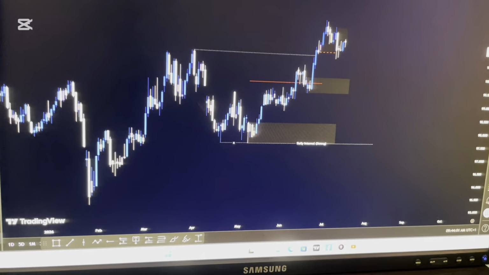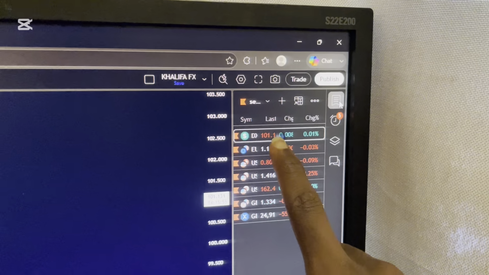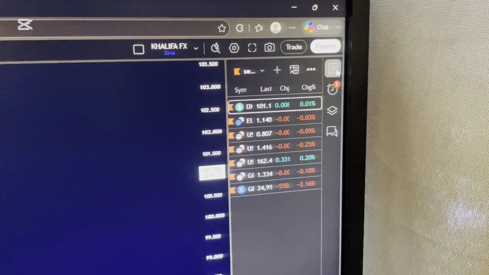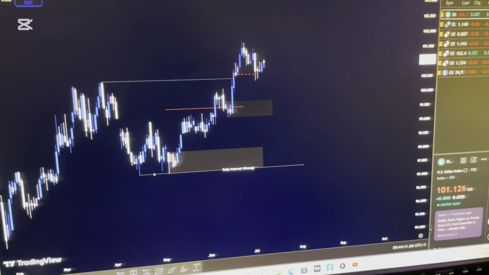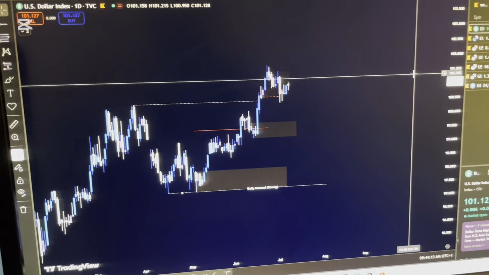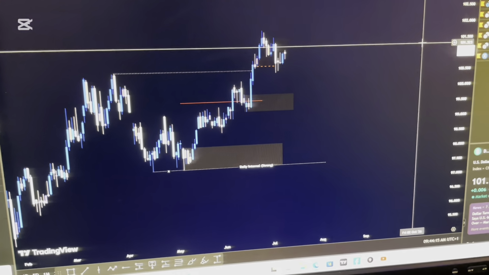I now trade how many pairs? I trade 1, 2, 3, 4, 5, 6. I now trade 6 pairs, because trading too many pairs was just messing up my bias, right? So I'm not going to do it again.